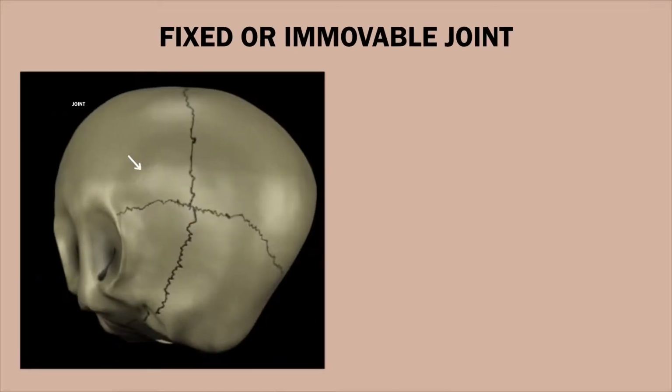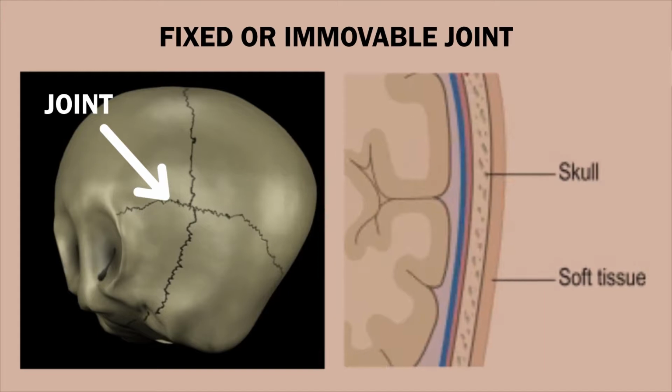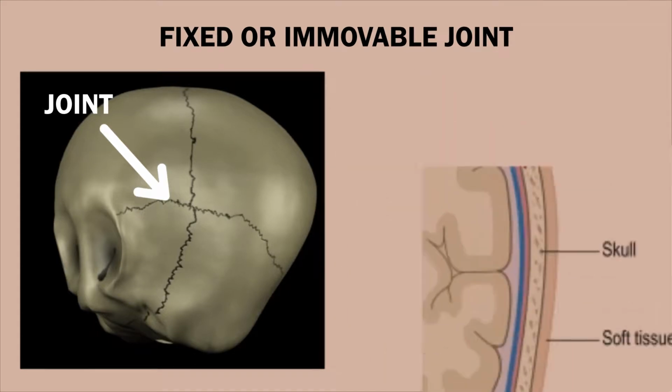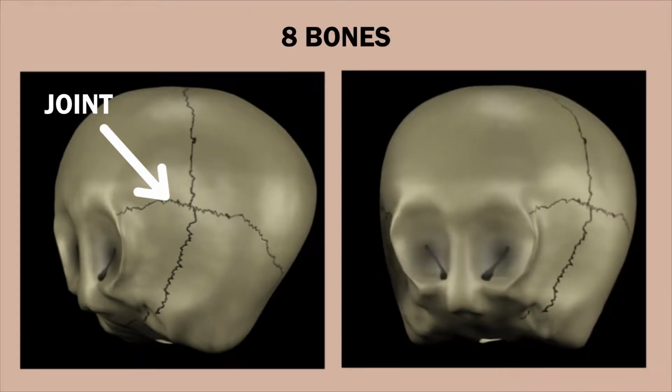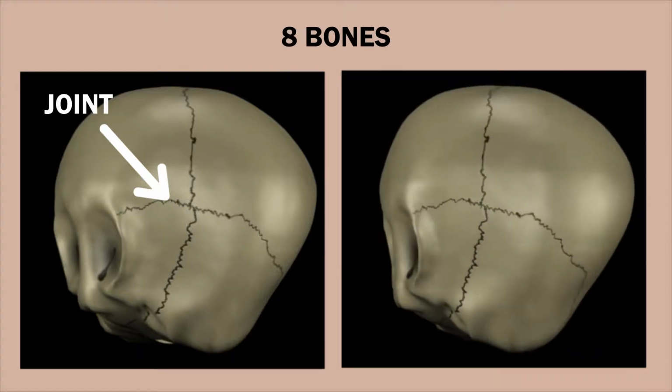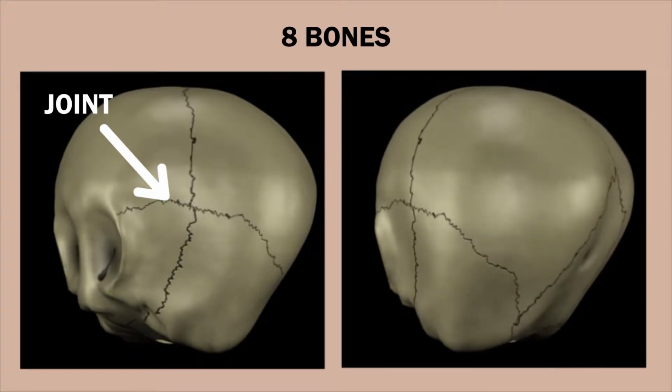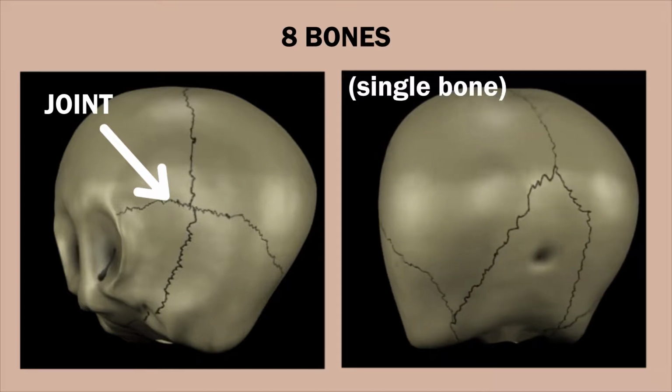In a fixed joint, bones do not move relative to each other. At these joints, bones are glued together by tissues. Our skull has 8 bones which are joined by fixed joints, and that is why it seems that the skull is made from a single bone.